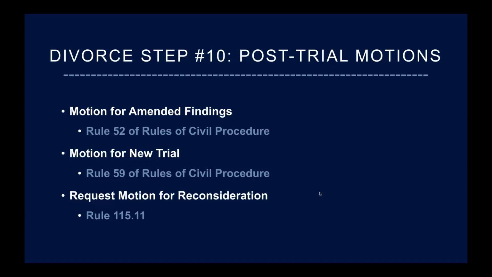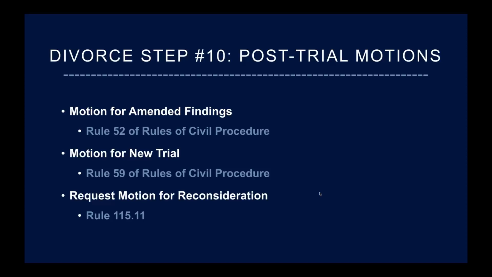A motion for amended findings, a motion for a new trial, and a request for a motion for reconsideration. Let me just hit on each of these briefly. A motion for amended findings. The burden the proponent of a request to amend findings has is to show that the factual findings of the court are inconsistent with what the record would suggest is appropriate. It's not an opportunity to come back in and re-argue the case.